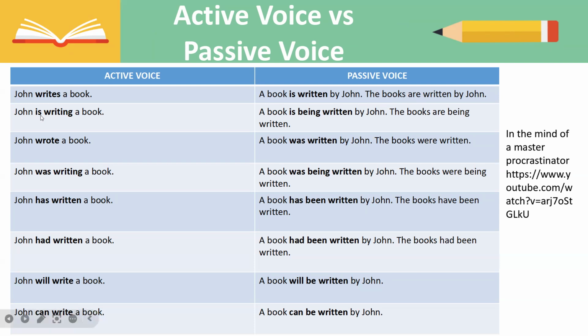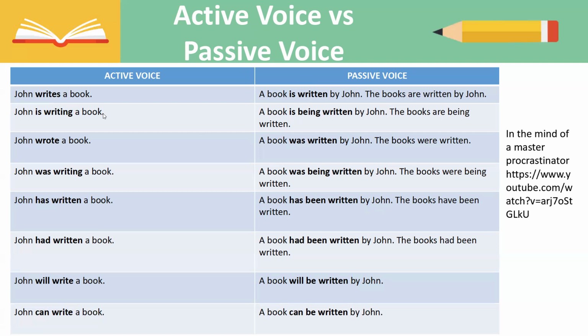Perfect. John is writing a book. This is the present continuous tense. John is writing a book. Is writing. Okay, now let's focus on a book. A book, third person, we need the verb to be. So that's always going to be is in this case.